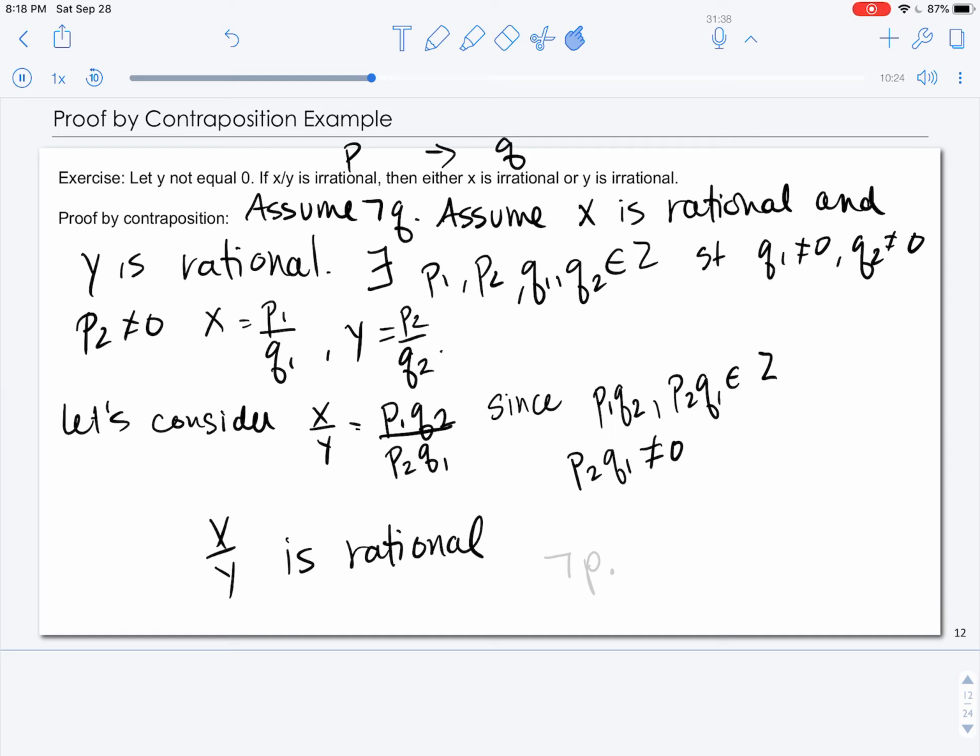And what we have just done is we have shown that the negation of the conclusion leads to the negation of the premise, not P.